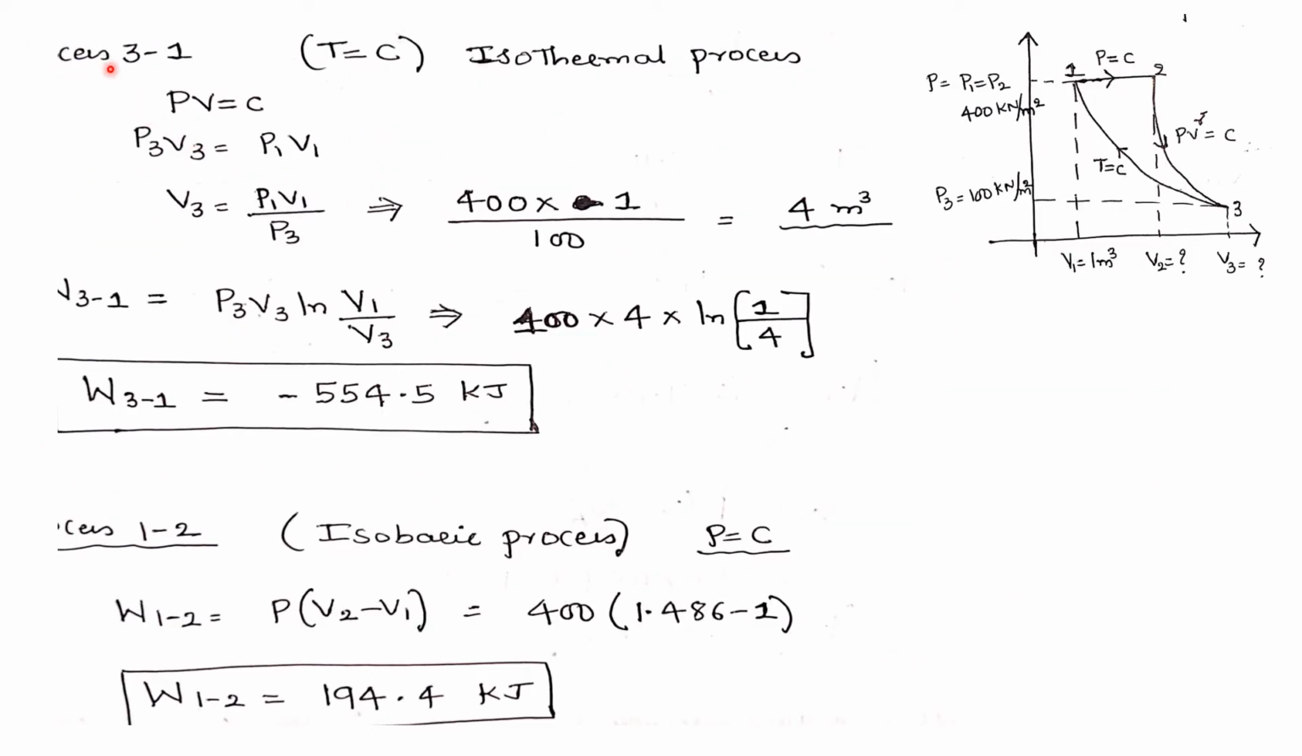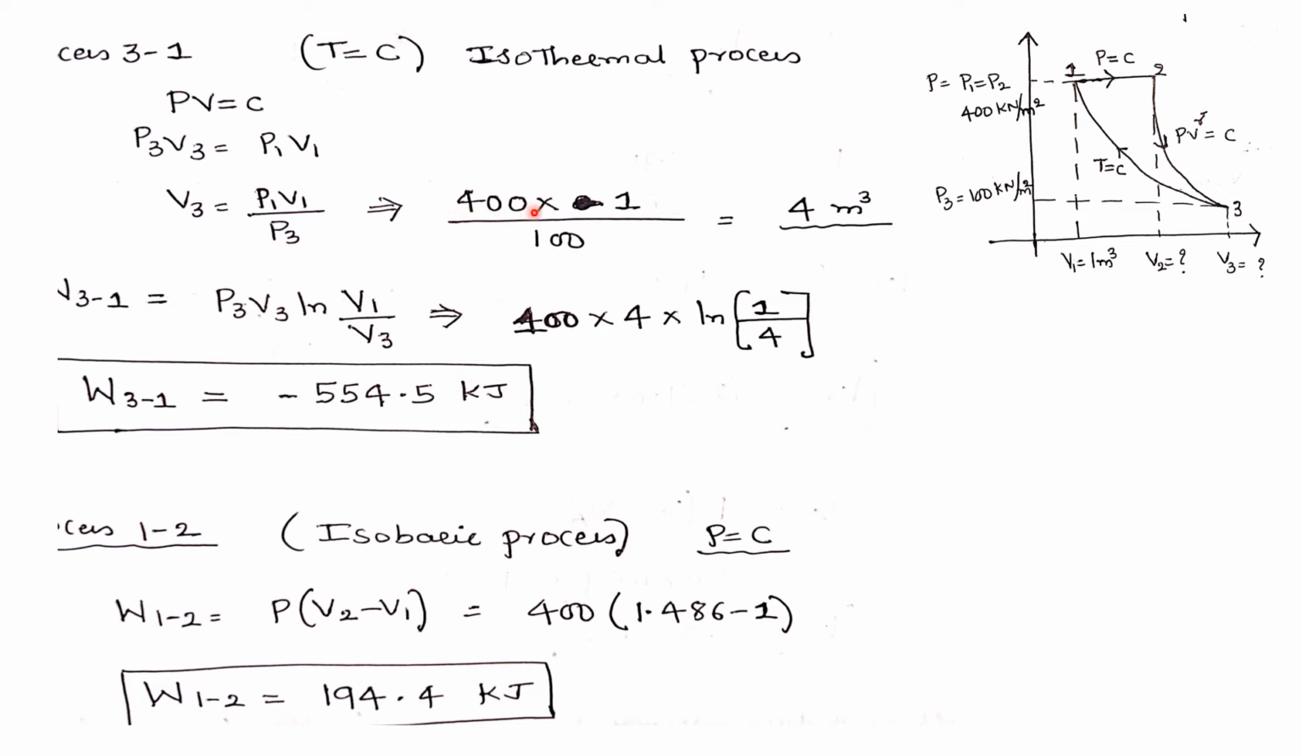First I will take process 3 to 1, where temperature T equals constant because it is an isothermal process. For an isothermal process, temperature remains constant throughout the process. So the condition is P times V equals C, and I can write P3 V3 is equal to P1 V1. Let me first calculate the volume at point 3: V3 equals P1 V1 divided by P3.